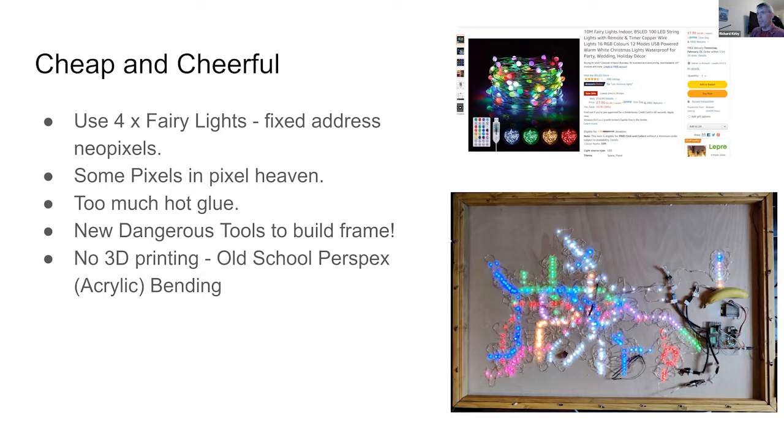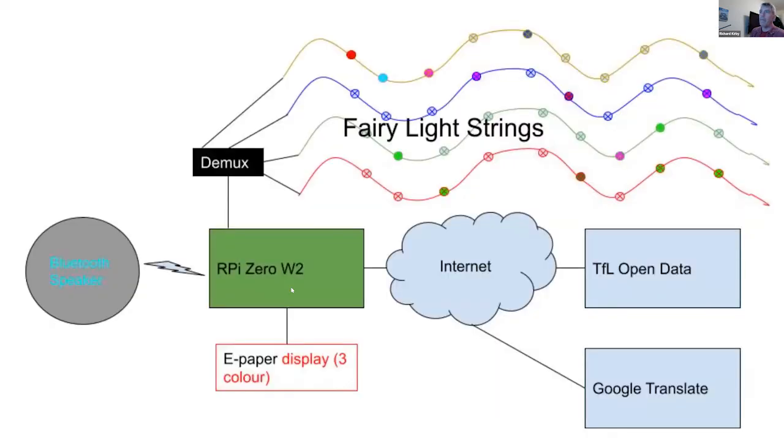So I bought a router to sort of make the frame. It's the first time I used a router before. It's all good fun. And I don't have a 3D printer, so I just took a piece of Perspex and bent it into shape by heating it. So that shows how it's all set up.